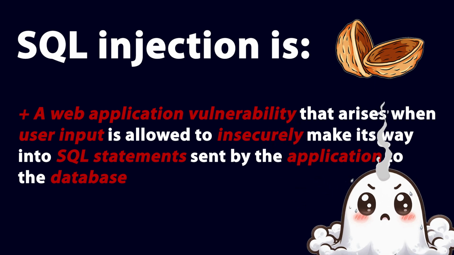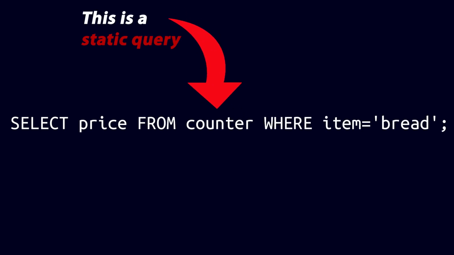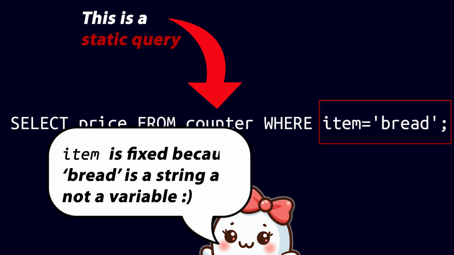The previous query we used to retrieve the price of bread was what we call a static query. This means that the parameters in the query, in this case the item parameter, is fixed to the value of bread. As a result, the query isn't flexible and doesn't change. No matter what, it will always return the price of bread.